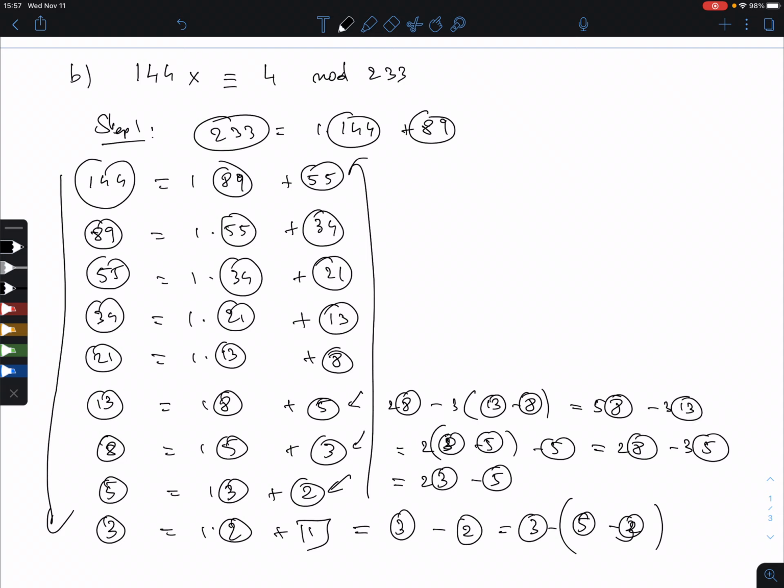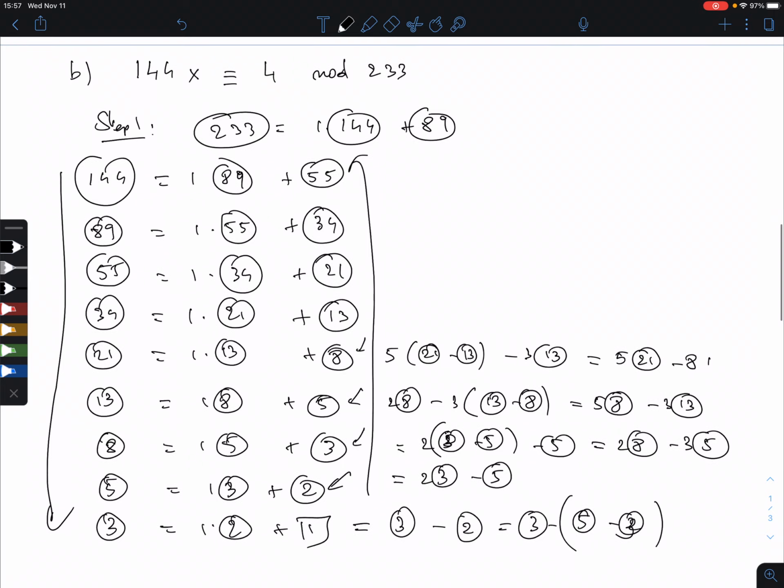Everything is still okay. But by the way, you see the beginning is kind of the same as the previous one. But okay, we could have used that, but I'm not going to do that. So now we replace 8 in this expression. So that is 5 times (21 minus 13) minus 3 times 13. So combining that is 5 times 21, and I have minus 5, so minus 8 times 13. Is everything still okay? Everything is still okay.